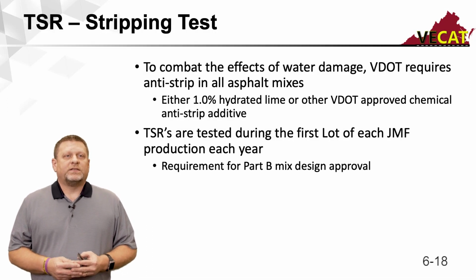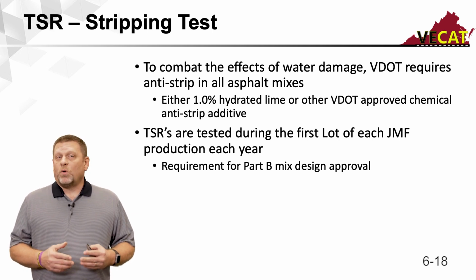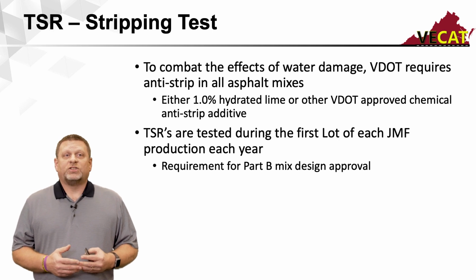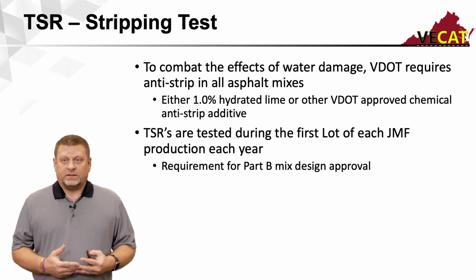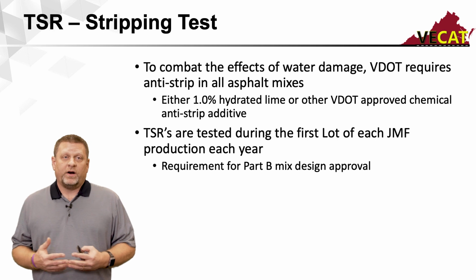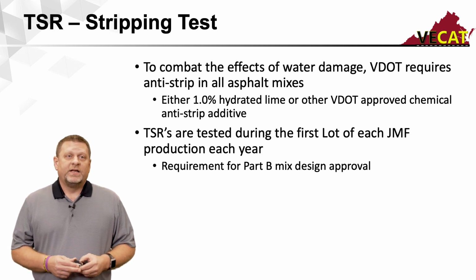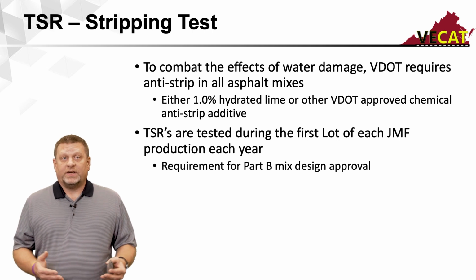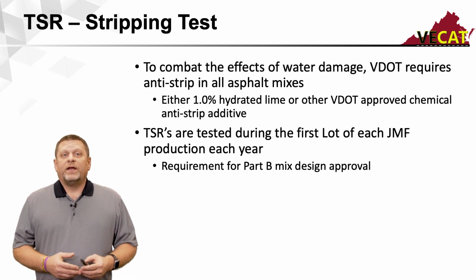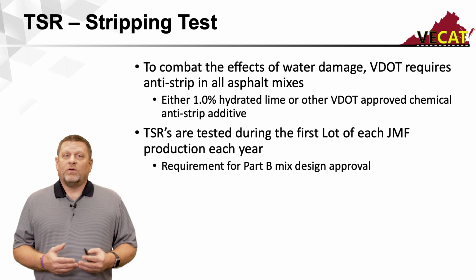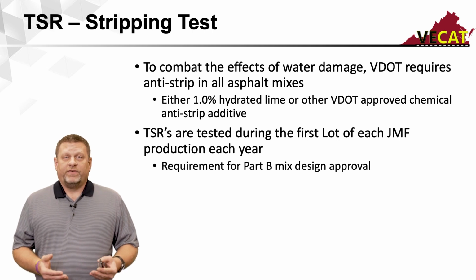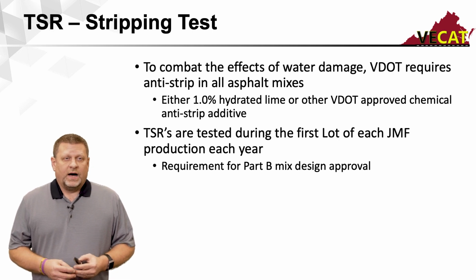The stripping test, as we said already, is to combat the effects of water damage. VDOT does require by specification an antistrip to be used in all mixes. Doesn't matter if it's surface, base, wherever. All asphalt mixes have to include an anti-strip agent. This can be either 1% hydrated lime or any other VDOT approved chemical additive that is on VDOT's approved list.